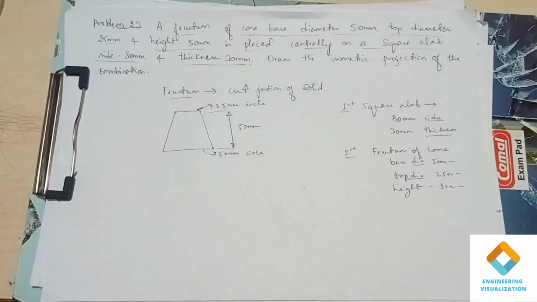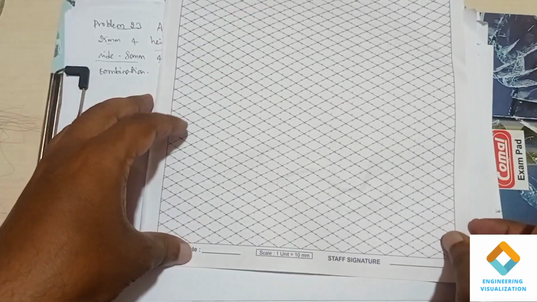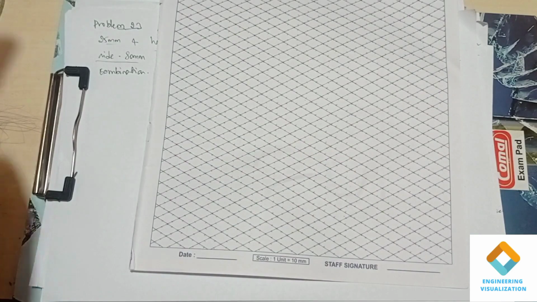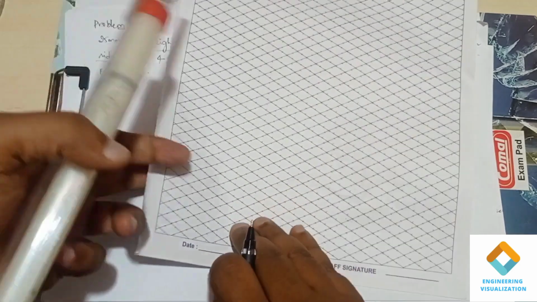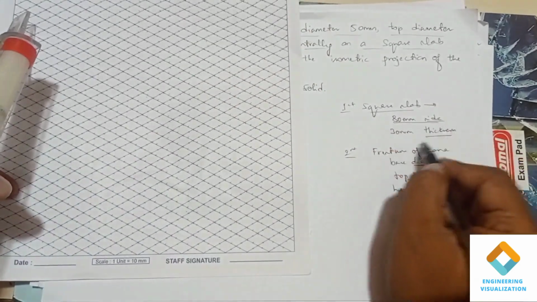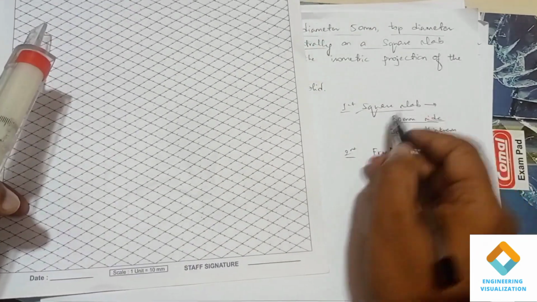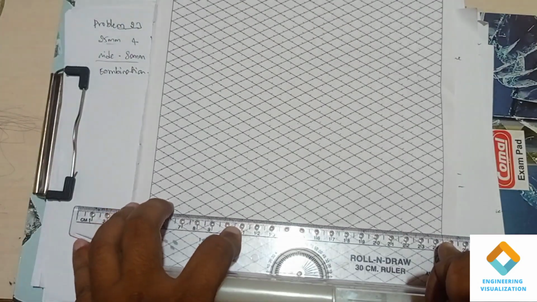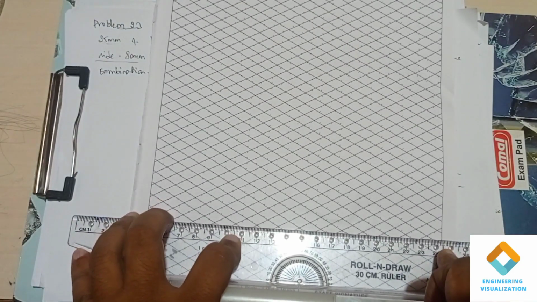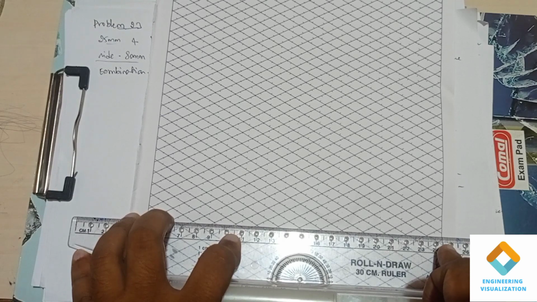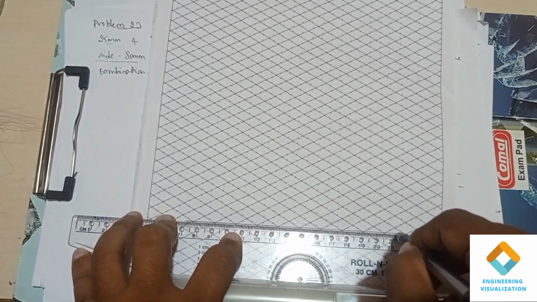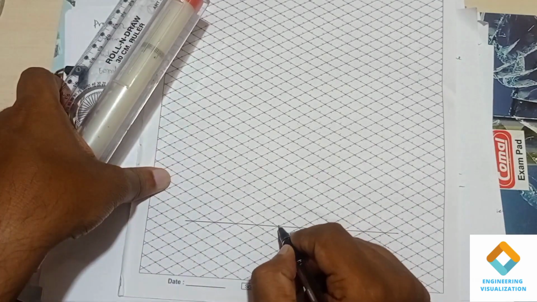So first we need to construct the square slab in isometric. First I will draw one horizontal reference line. To construct the square slab, they have given the dimension 80 mm side, so we have to construct an 80 mm box. So the square slab will be constructed using the box method. First I will draw one horizontal line and mark one reference point here.